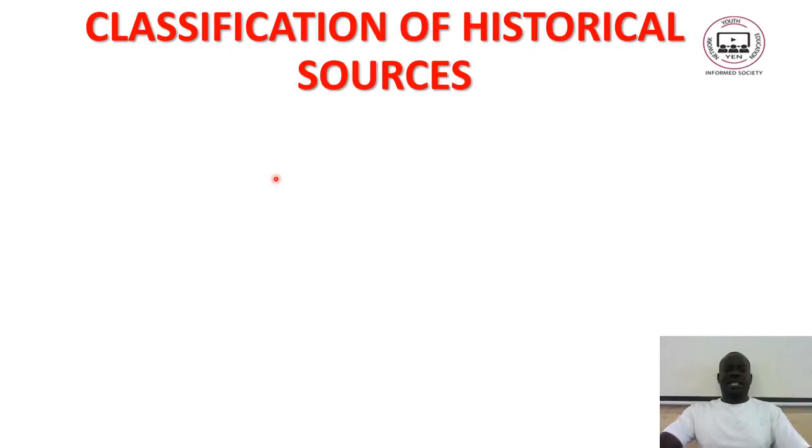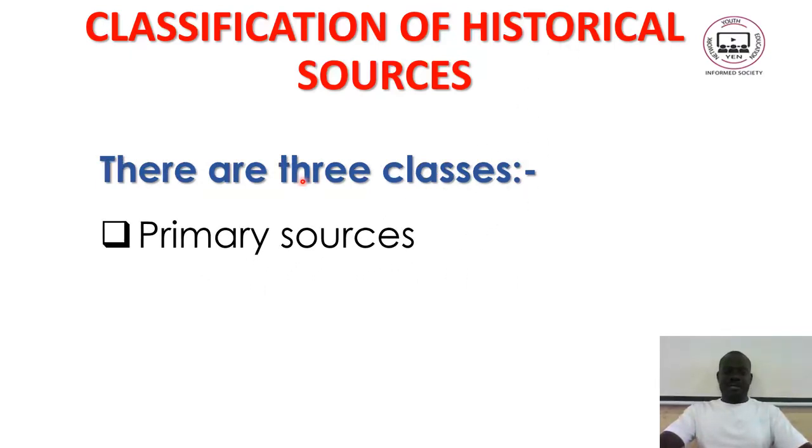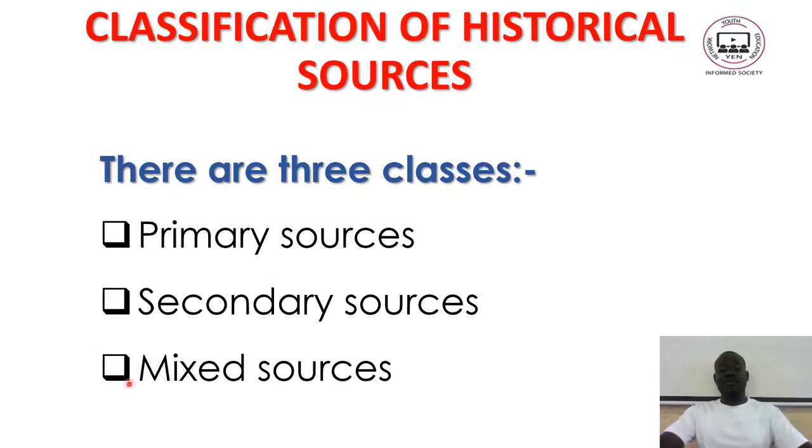Now let us look at the classification of historical sources. The classes of historical sources. What are those classes? There are three classes of historical sources: primary source, secondary source, and mixed sources. We are going to explain further what these classes are talking about. So we talk about the primary source, the secondary source, and the mixed sources.